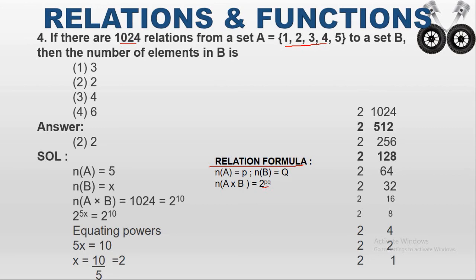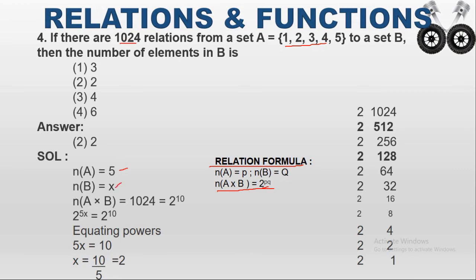So n of A cross B equal to 2 to the power of pq. So it is the formula for finding the relations. Now we can write n of A equal to, so how many elements are presented in A? 5 elements. So we can write 5. Then n of B equal to, we don't know what is the value for B. So I took here as x.